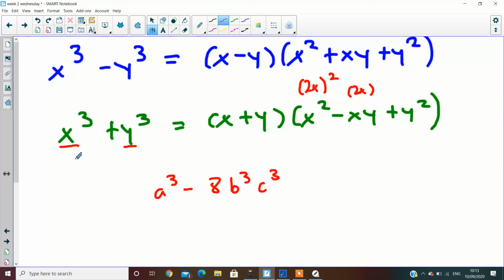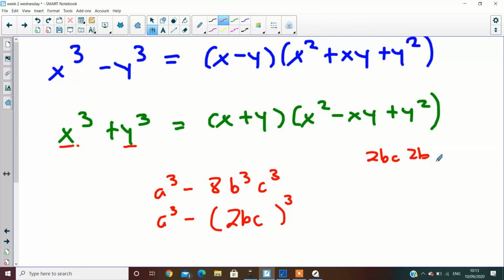Instead of x, we have what? a. Now the next thing you're going to have to find out is, what do I do with the second bracket here? 2bc to the power of 3. What's 2bc multiplied by 2bc multiplied by 2bc? 2 by 2 by 2 is 8. b by b by b is b cubed. c by c by c is c cubed.